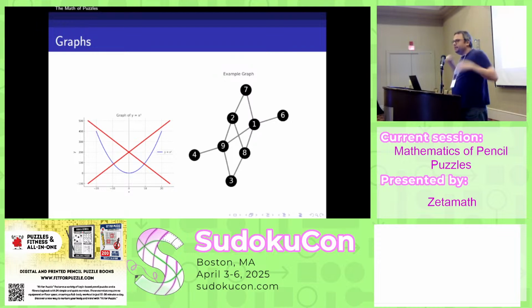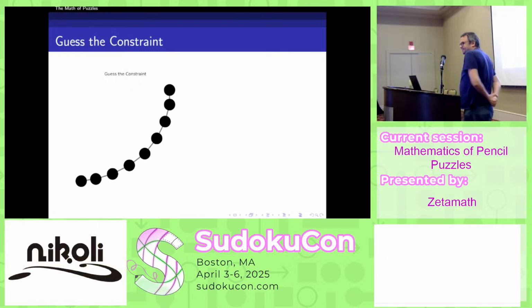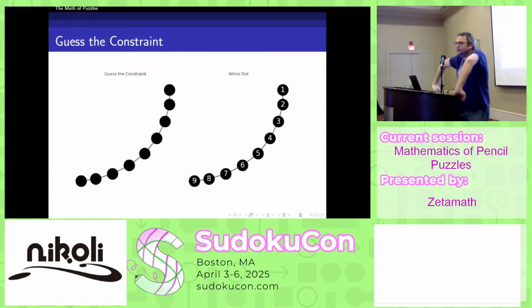But before then, I want to get warmed up with a little game. So here's a graph. It's the graph of a constraint. I'll press the button and numbers will go in. What constraint is this? Kropke, right. This is white dot. If I fill this in, you can see there's a line between every pair of numbers that are adjacent along the line.